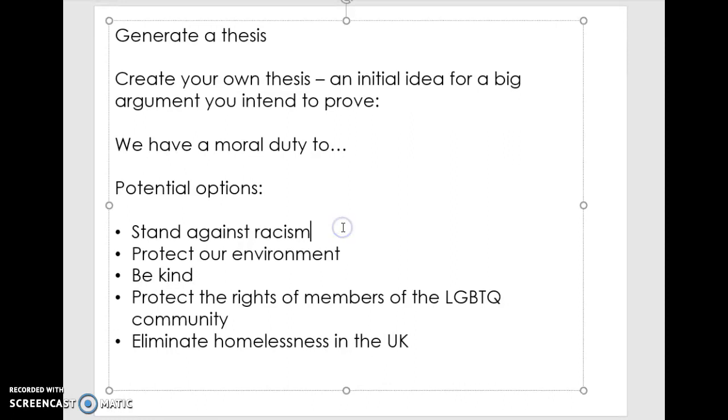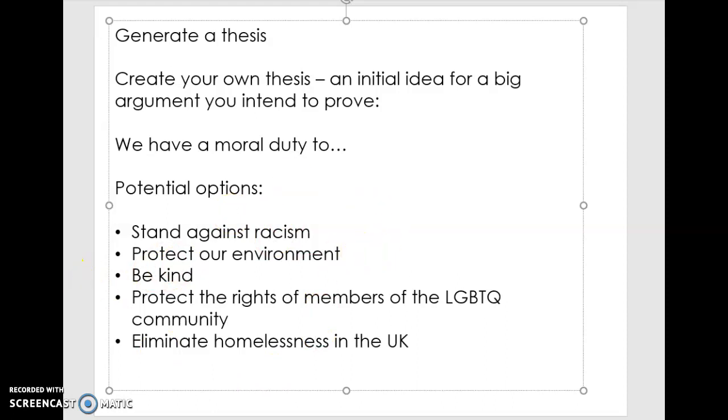We have a moral duty to, and then you can either write a speech that says we all have a moral duty to stand against racism, to protect our environment, to be kind, to protect the rights of members of the LGBTQ community, to eliminate homelessness in the UK. If you have your own idea, that is entirely fine. If you do not, you must use one of these 5, okay? Or if you just want one of these 5, great.